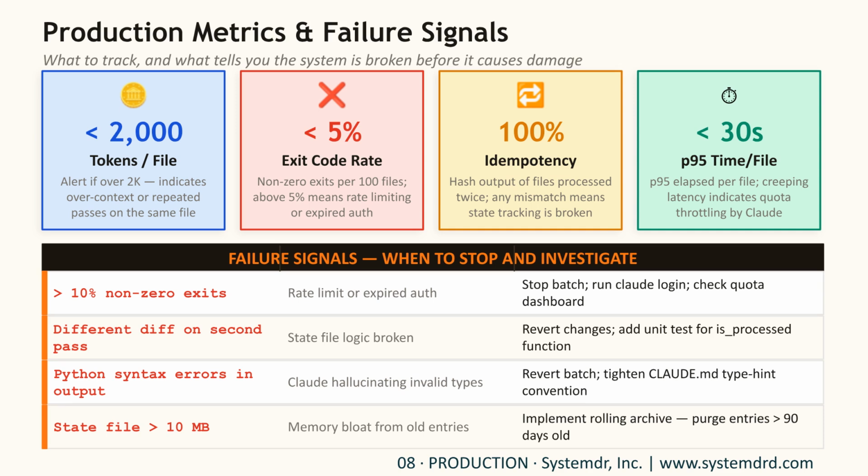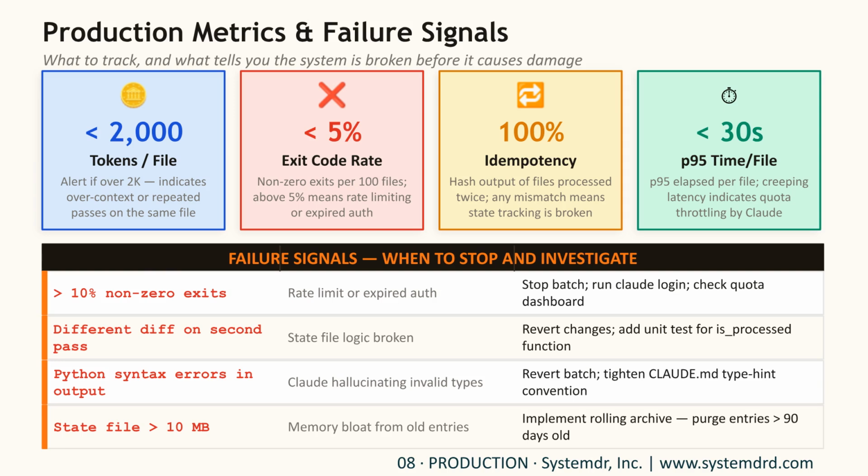When more than 10% of files exit non-zero, stop the batch, rerun Claude login, and check your quota dashboard. When a second pass generates a different diff from the first, your state file logic is broken. Revert and add a unit test for is_processed.